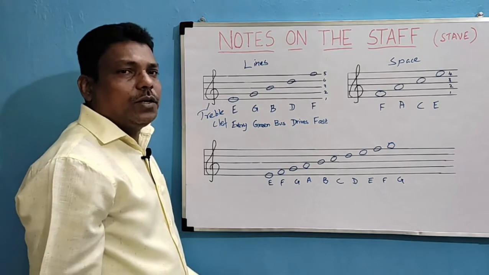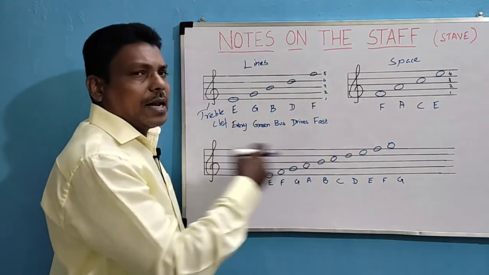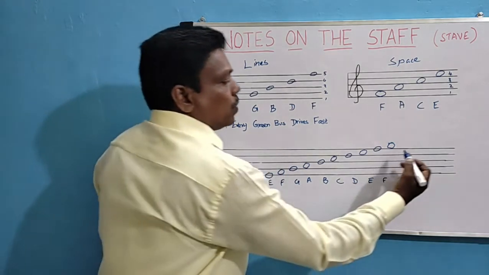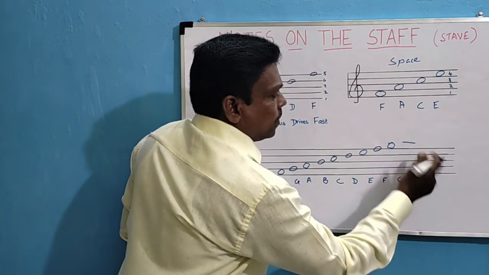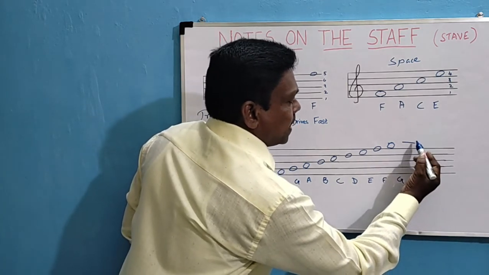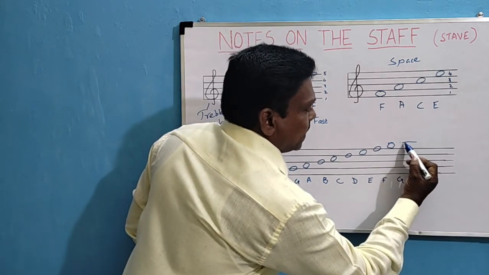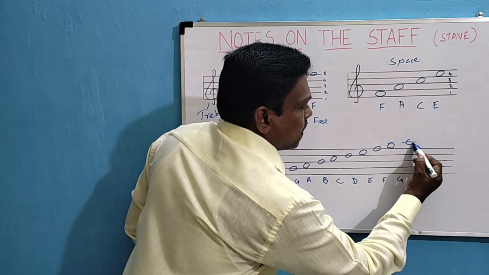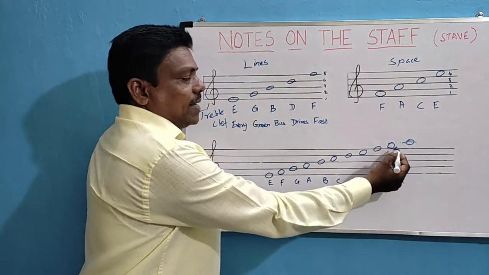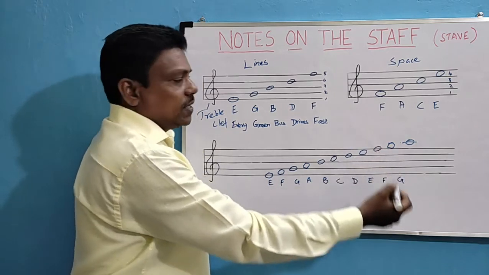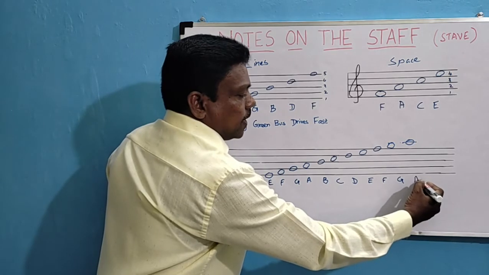So now what we'll do, instead of drawing lengthy lines again and again, sixth line, seventh line, we put a small line called a ledger line. We put small lines like this, called ledger lines, and we write the note on it. Got it? G is on the space, just above the stave line. So A comes on the small line which is called a ledger line.